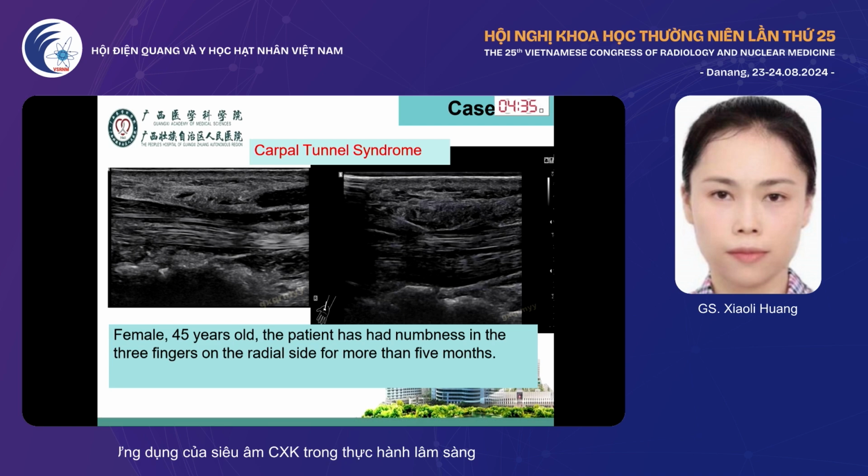Then we first perform hydrodissection on the surface of the median nerve, then release the transverse carpal ligament, and finally treat with the steroid mixture injection.